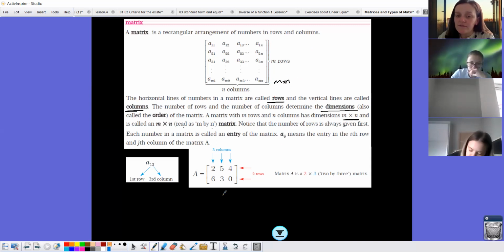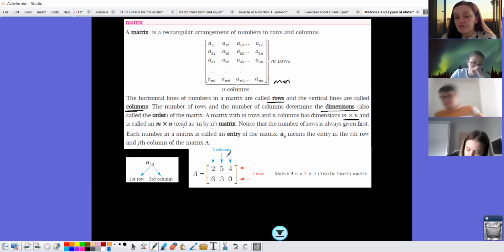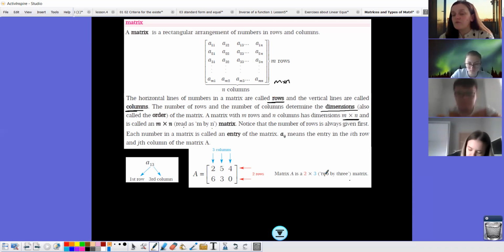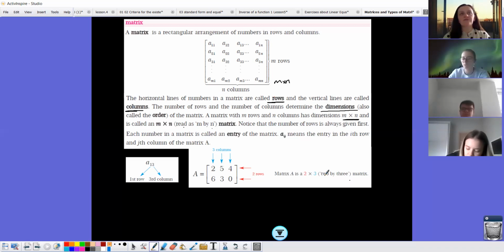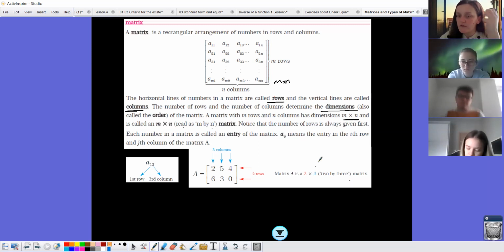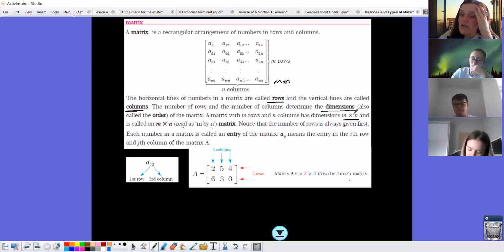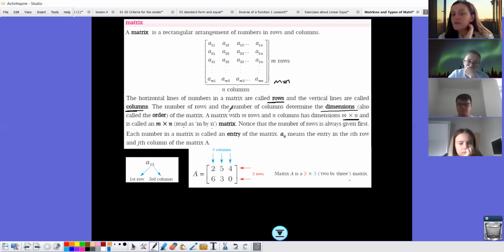Here you have an example of a matrix. Look how many rows you have: 2 rows. How many columns you have: 3 columns. So this matrix is a 2 by 3 matrix. In a question, you can be given a 2 by 3 matrix, and you need to know that there are 2 rows and 3 columns. The first number gives you the number of rows. The second number gives you the number of columns, okay?